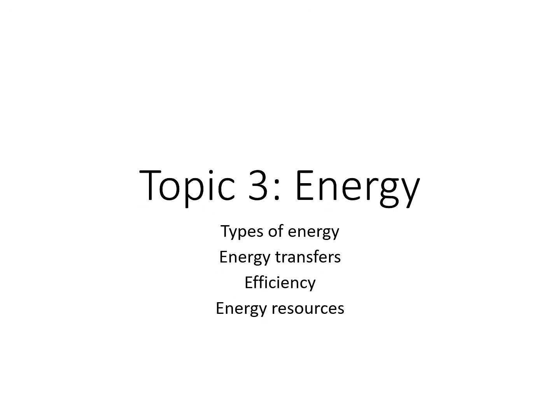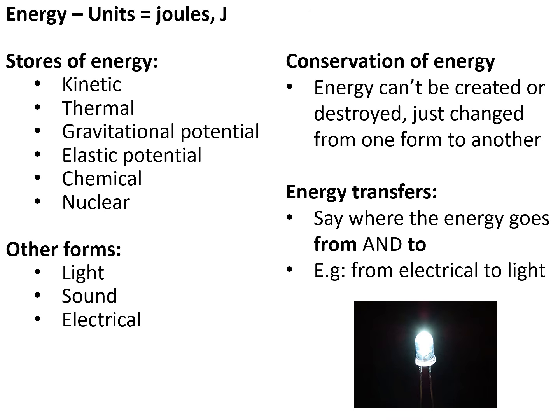Topic 3 is about energy. It covers types of energy, energy transfers, energy efficiency, and energy resources. So energy is measured in units called joules, written as a capital J. There are stores of energy: kinetic, which is movement; thermal, which is heat; gravitational potential; elastic potential; chemical; and nuclear. Other forms of energy include light, sound, and electrical.